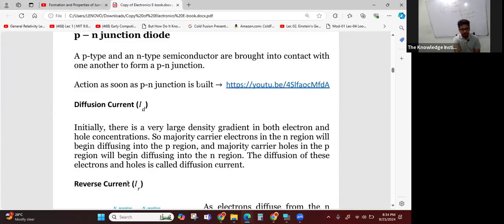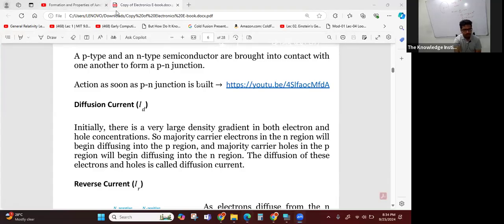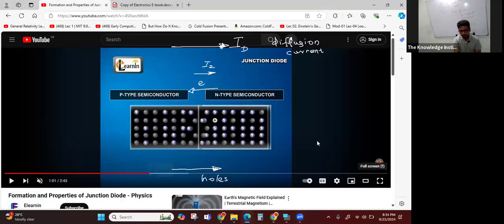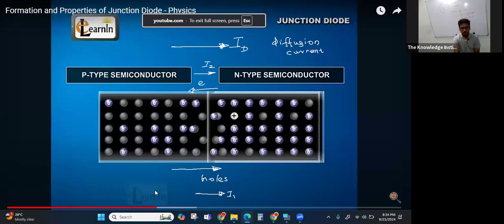The next topic, reverse current. Again, I will explain that. So now we know what is diffusion.